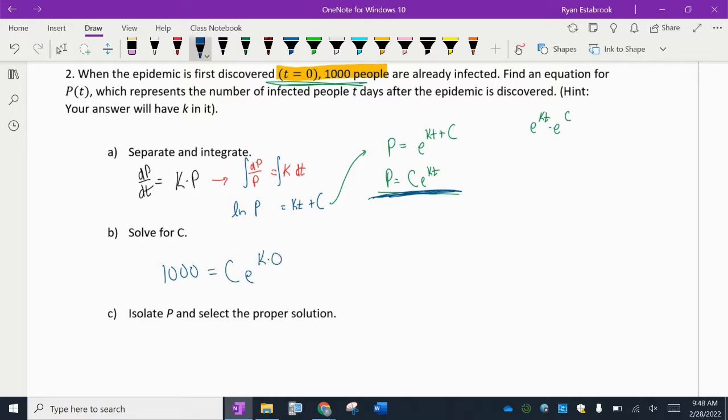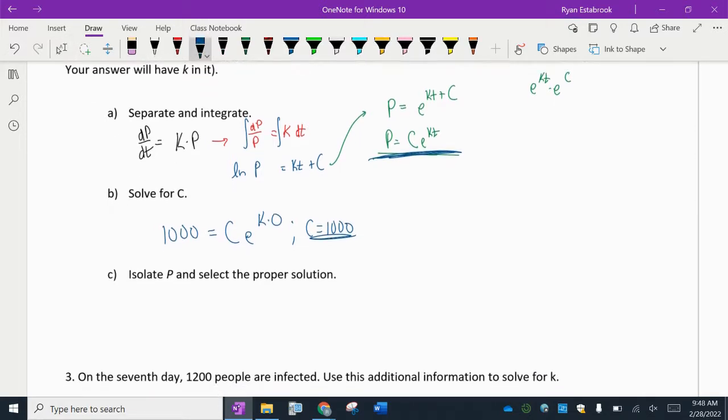So 1,000 is the amount that we have. That's the population we have at this time. C equals K times 0, e to the K times 0. 0 is the T value. It's the number of days we have. K times 0 is 0. E to the 0 isn't 0. E to the 0 is 1. So on the right side, we have C times 1, which is just C. In other words, C equals 1,000.